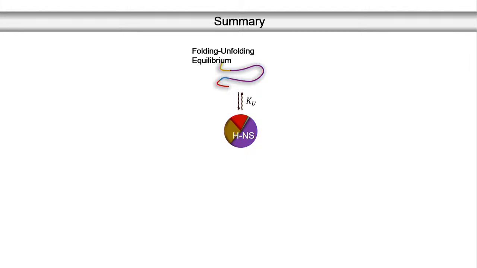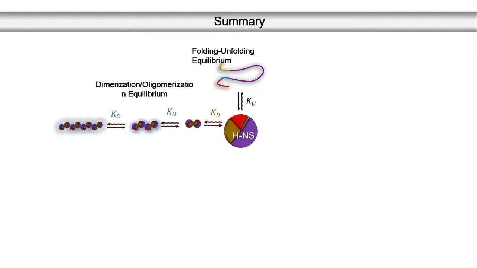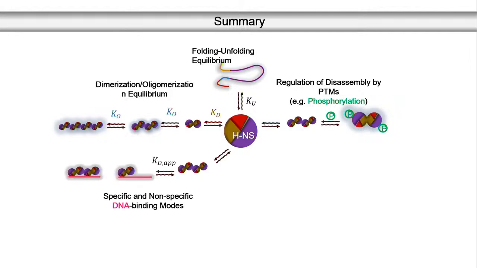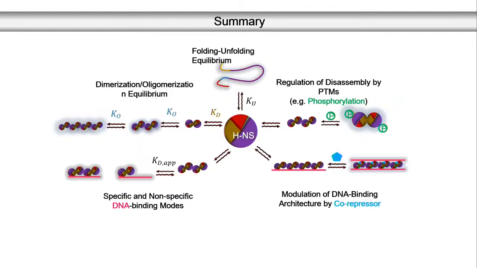One is the fact that there is a folding-unfolding equilibrium between the folded H-NS and the unfolded H-NS molecule, and you can have oligomerization or dimerization, and phosphorylation can actually modulate the degree of oligomerization that you have in the ensemble, and depending upon whether specific or non-specific DNA binding modes, these can result in very different assemblies.